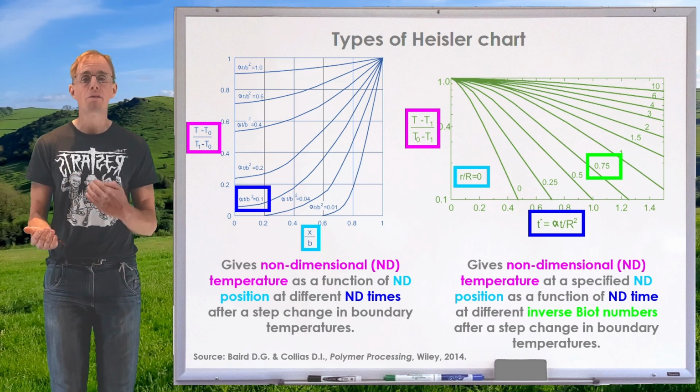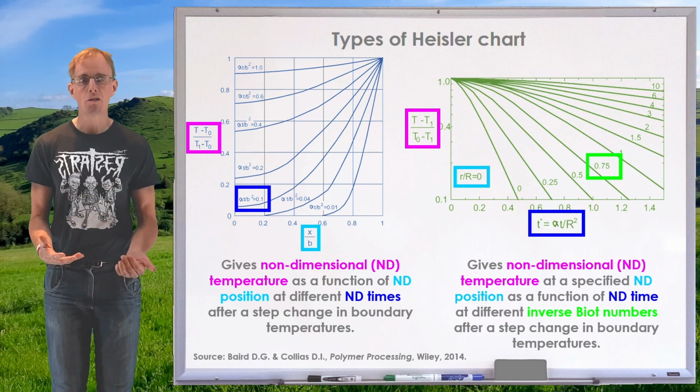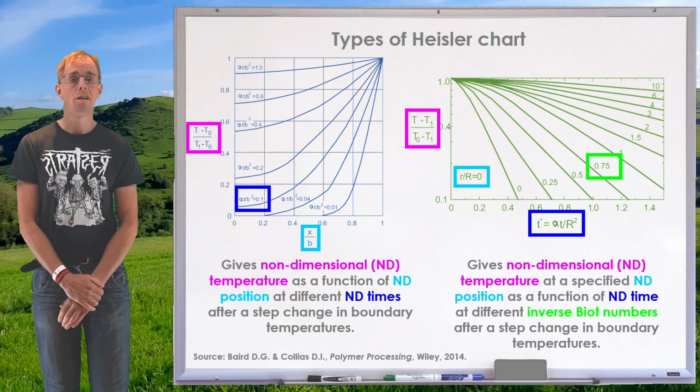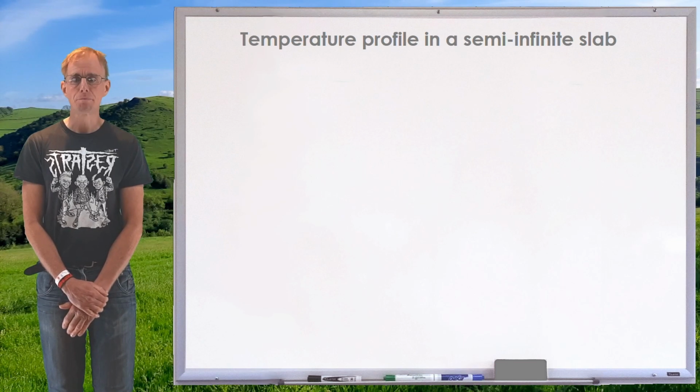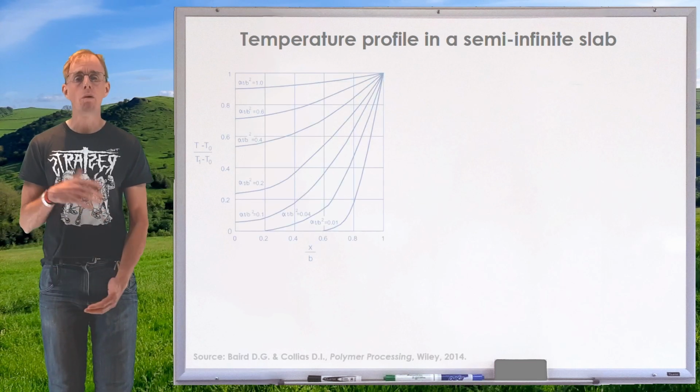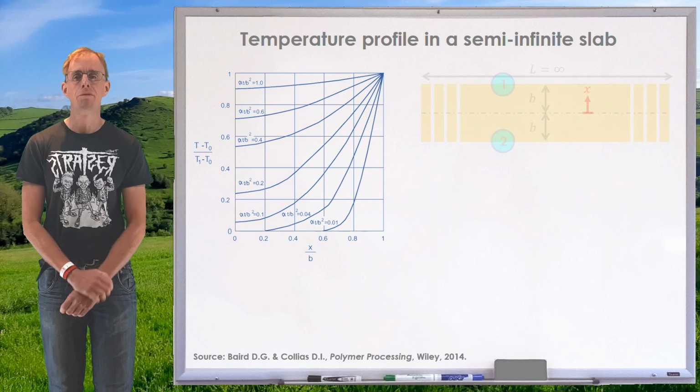So we can use both of these types of chart either to validate numerics or to gain quick insight into a problem where we don't want to have to write numerical code. All right, so let's do some examples. One example of using one chart, one example of using the other.